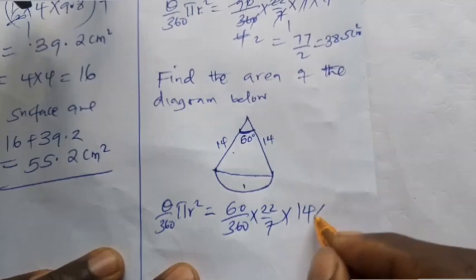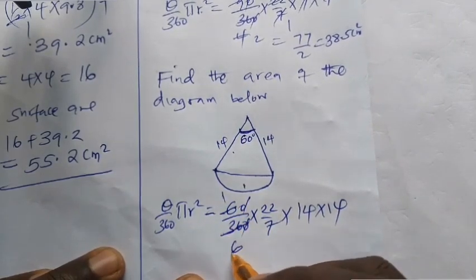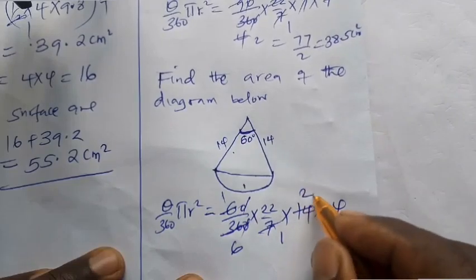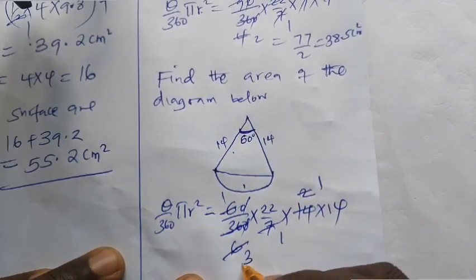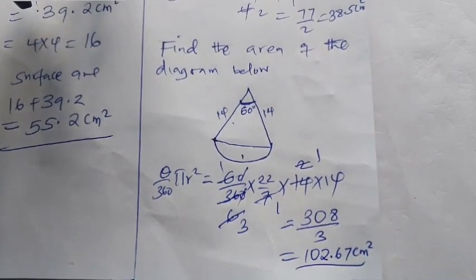Now cancel this and that. 6, 1, 6 here, 6. 7, 1, 7 twice. 2 ones here, 3 ones. So that gives us 192.67 centimeters square for that figure.